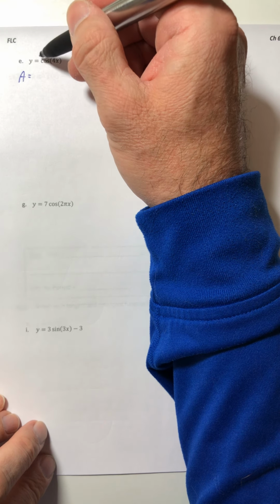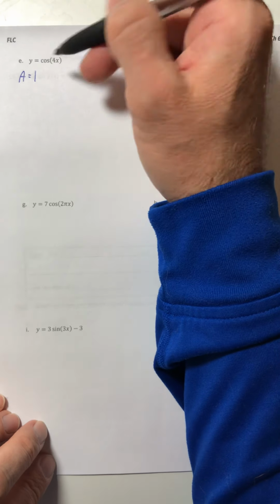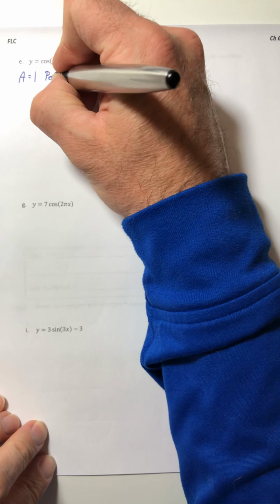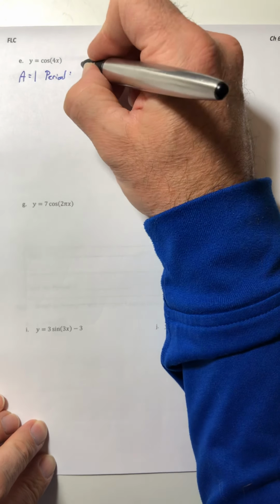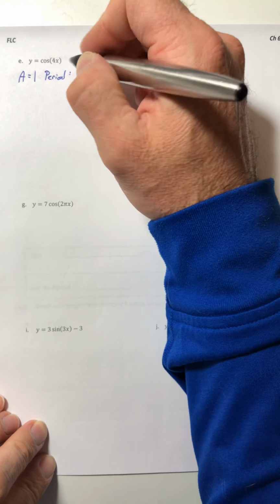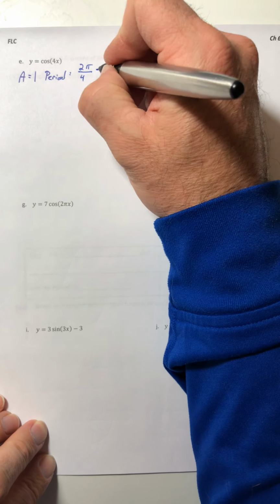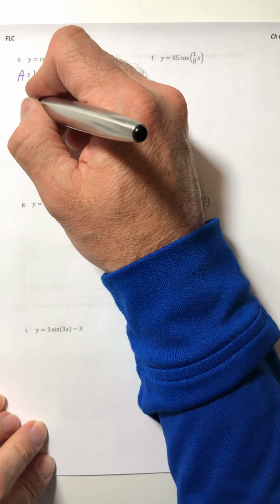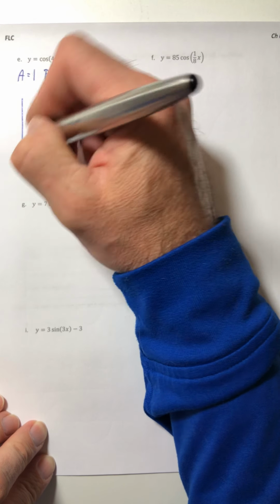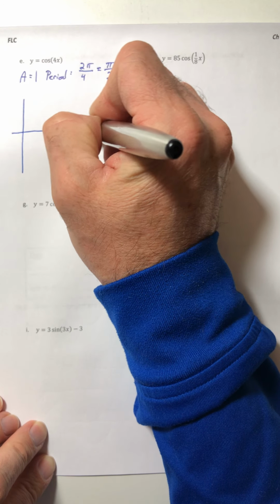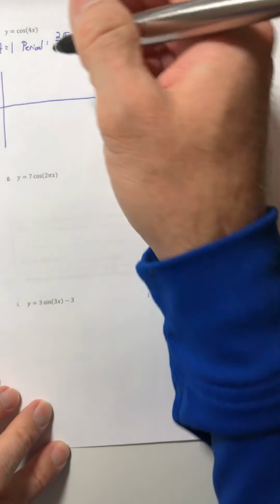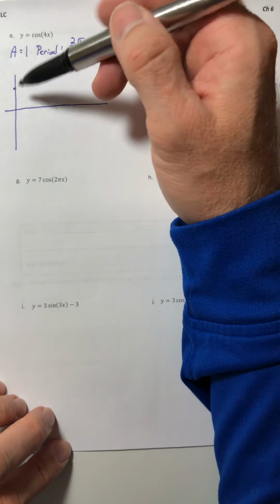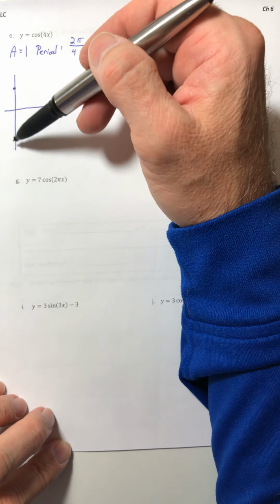So the absolute value of the coefficient, in this case, is just 1. The period is still 2 pi divided by the b value, which is 4. So the period is going to be pi over 2. Now cosine, this is how it's typically drawn. They normally start it on the y-axis, just like you did for sine, just because it's starting on 0.